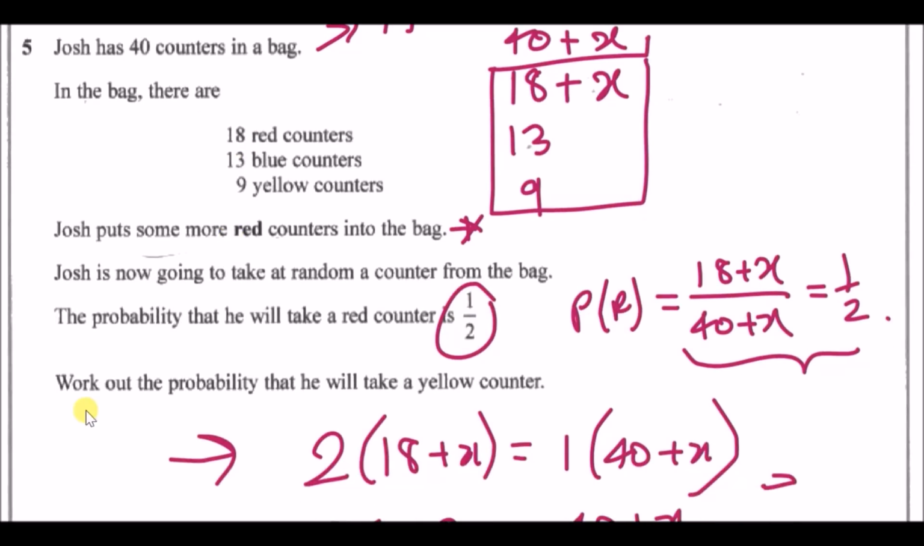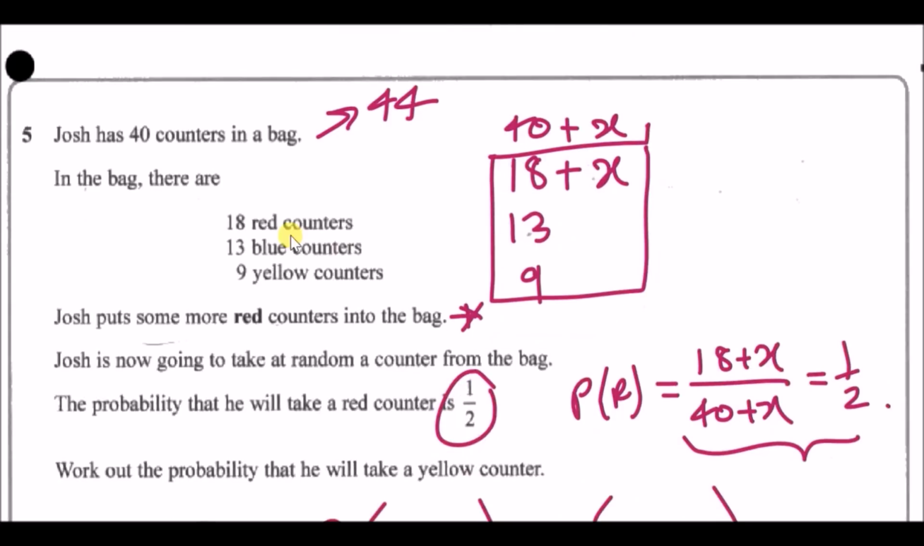And the question was, work out the probability that he will take a yellow. We know we got 9 yellows, so it's going to be 9 out of 44. And that's the answer, guys.